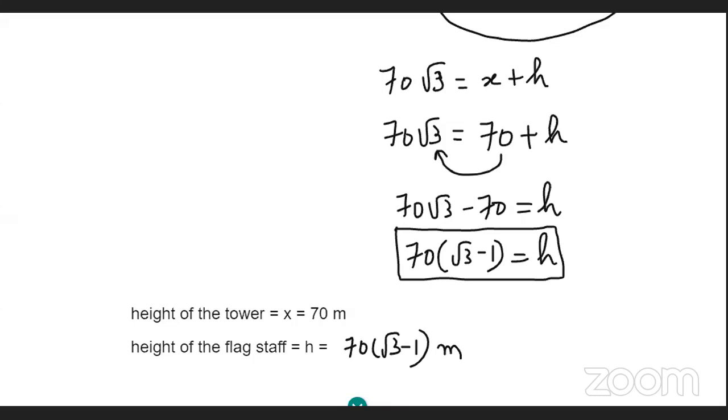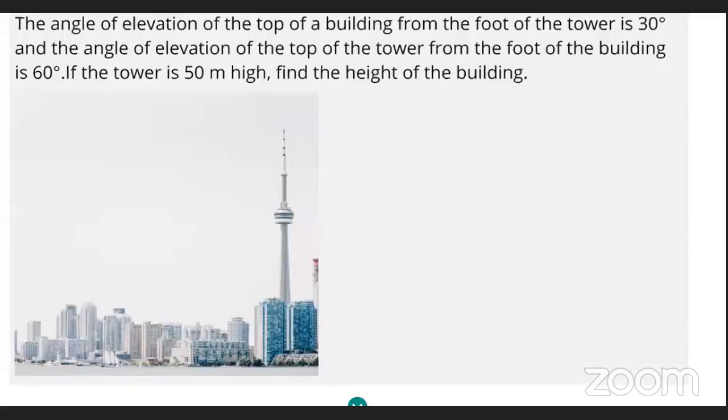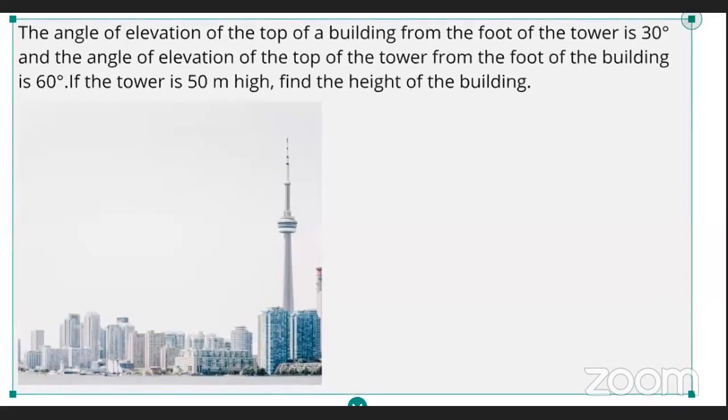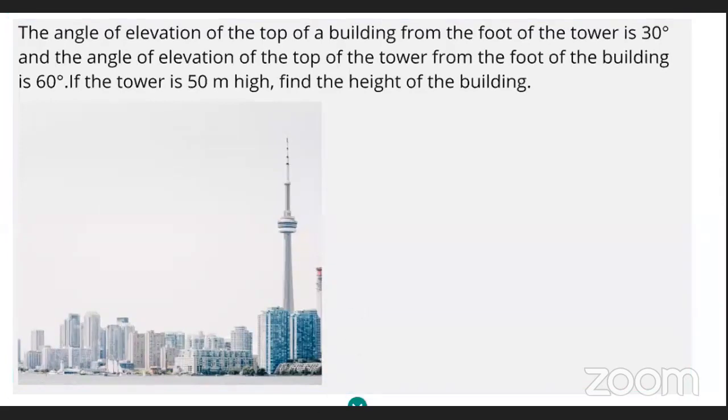Anybody having a doubt? Clear? Should I go to the next question? Now, what is the question saying?